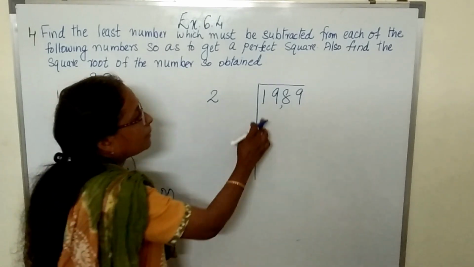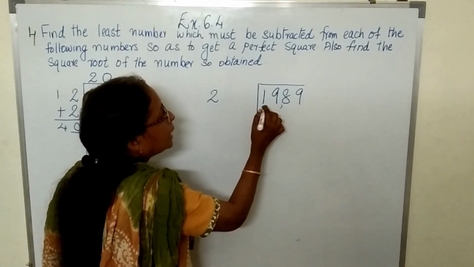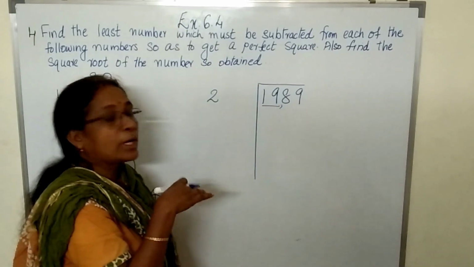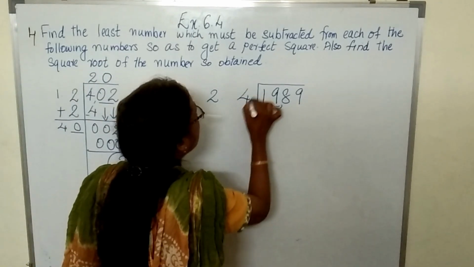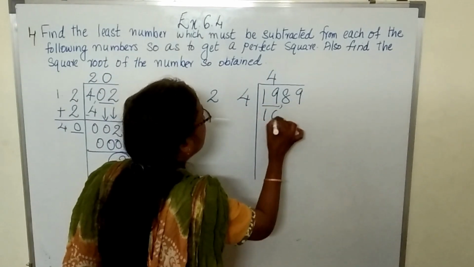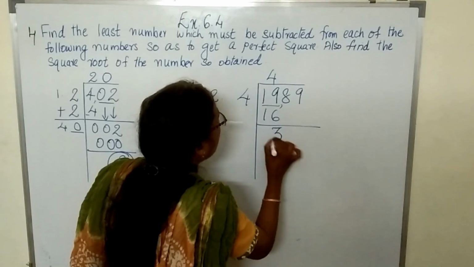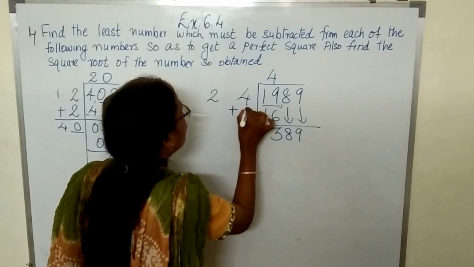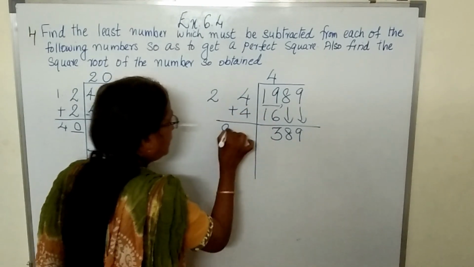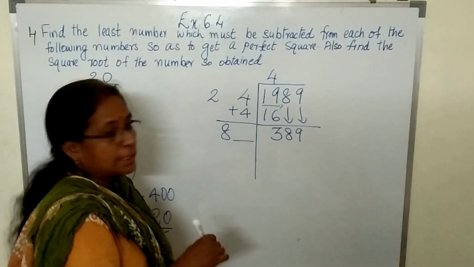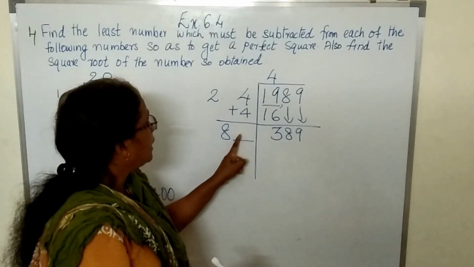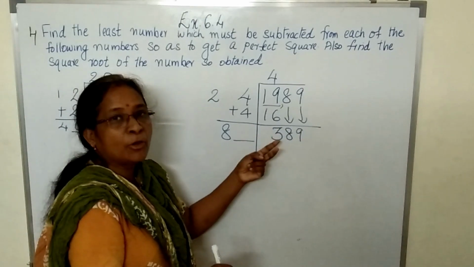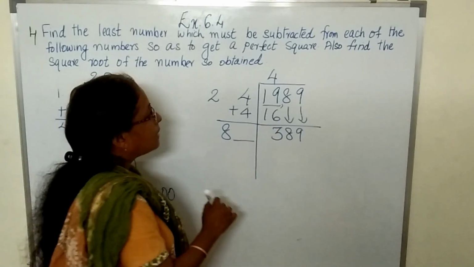Here 1989. So first we made two groups. Now take 19. What is the perfect square just below 19? 4 4s are 16. So 3, 8, 9. Now add 4 here, we get 8. Now think of the number 8. Here you have to write a number and multiply by that itself to get this number or a number less than this. Which number will it be?